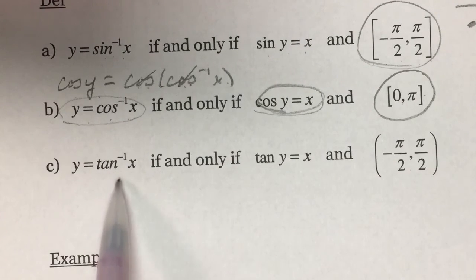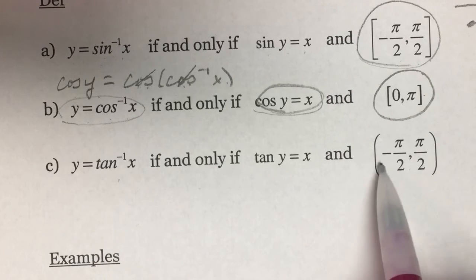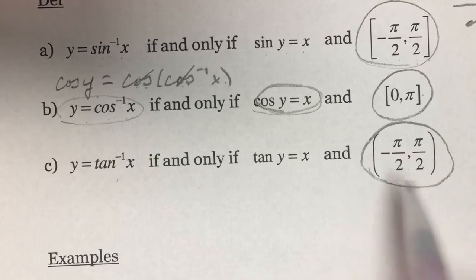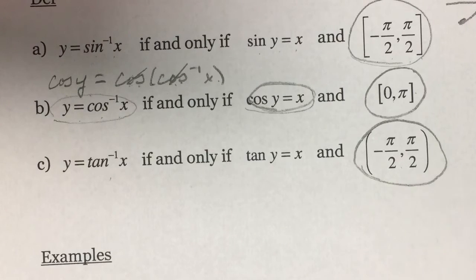And then for tangent, the restricted domain is going to be from negative pi halves to positive pi halves. And notice that that is parentheses. That does not include negative pi halves and positive pi halves. And I bet you can guess that is because that's where you have two asymptotes.